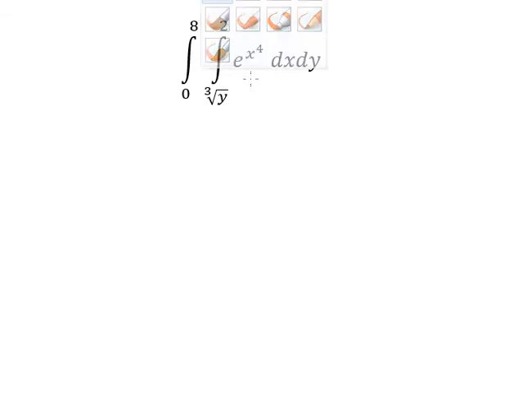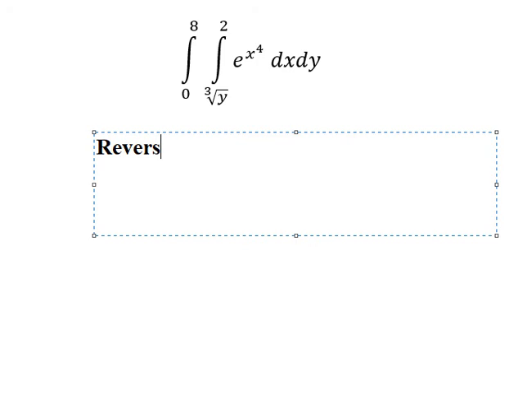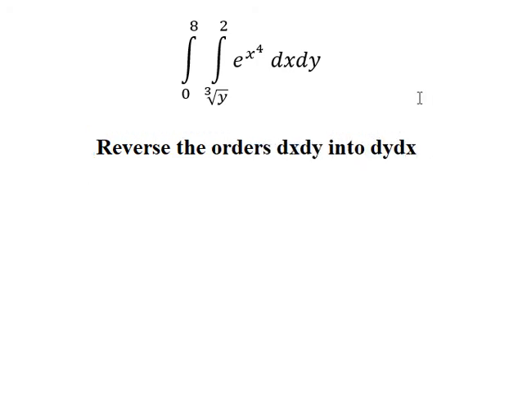If we look carefully at e to the power of s to the power of 4, we don't have the integration of this one. So in this situation, we need to reverse the order dx dy into dy dx, because if we reverse the order, we need to change to the new bounds. So we need to graph the bounds.